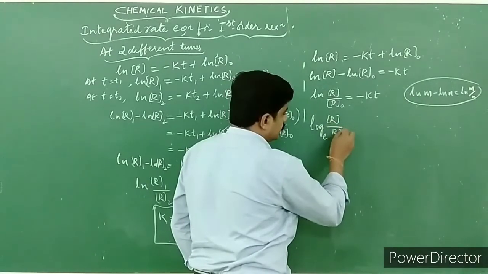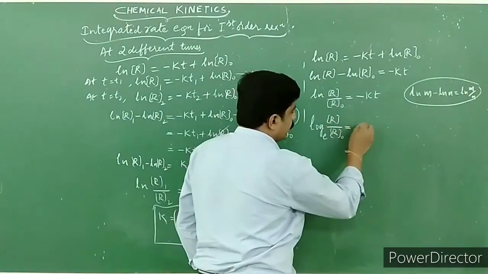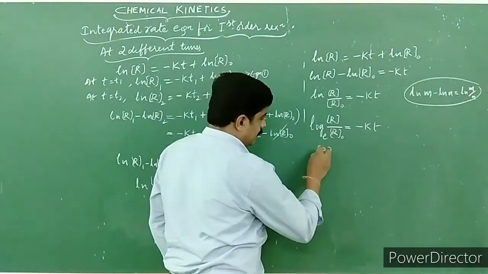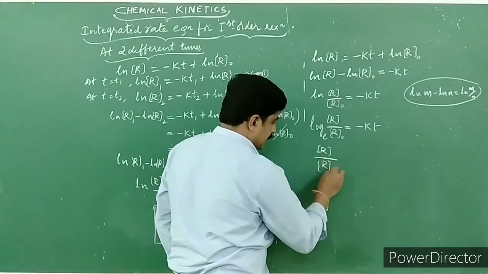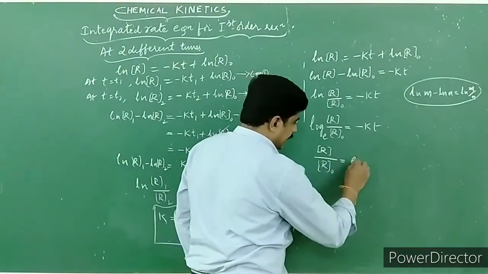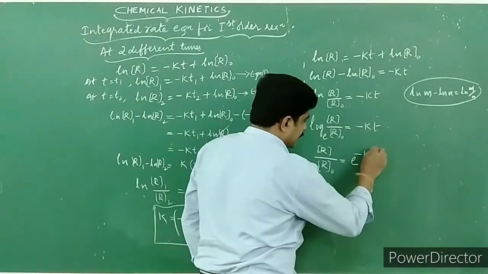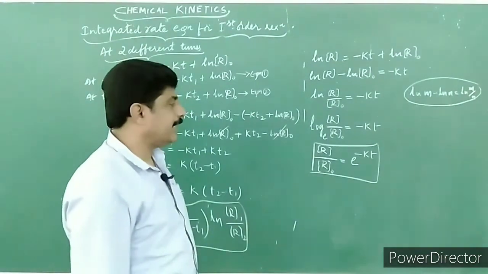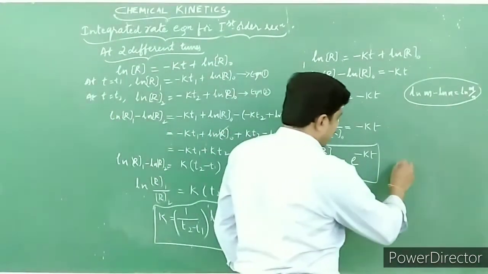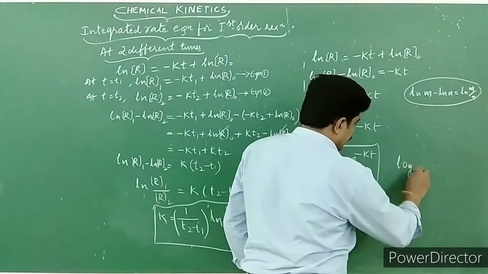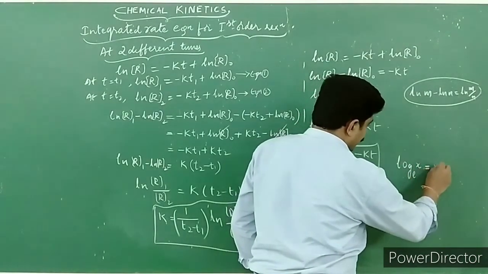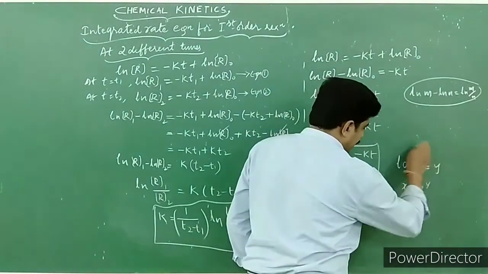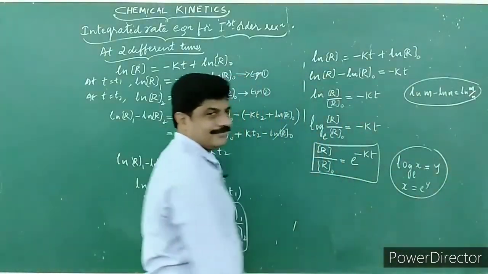Now look at here, I convert the natural logarithm to the logarithm to the base e, of r by r0, that is equal to minus kt. Children, look at here, r by r0 is equal to e to the power minus kt. How do I write that? Exponential to the minus kt. Look at it children, we have one rule, log e x is equal to y, so x is equal to e to the power of y. The same rule I applied here.